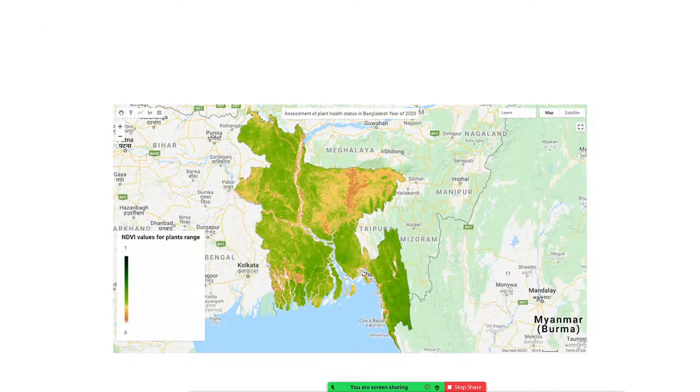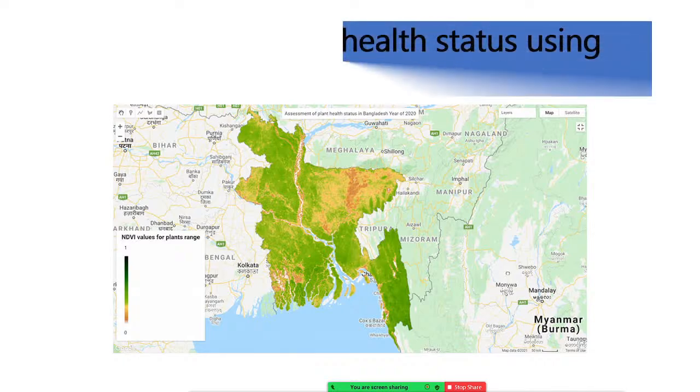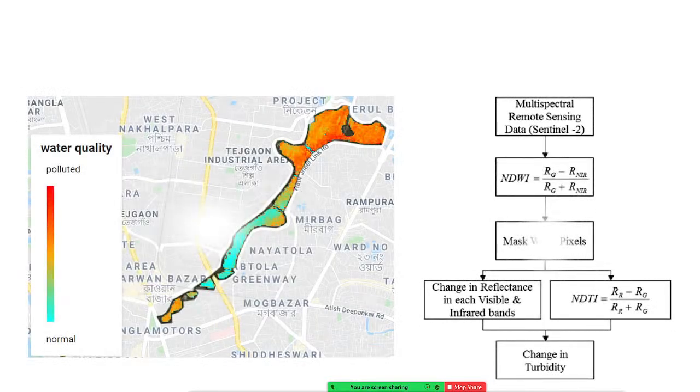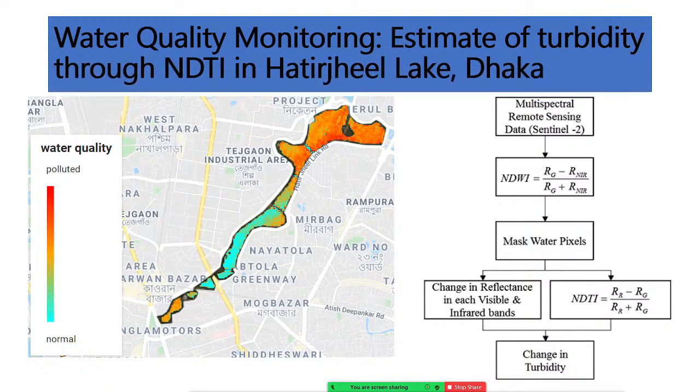So this is another task for the assessment of plant health status in Bangladesh for the year 2020. Here you can get the health status of plants. So this is another for water quality monitoring using the Google Earth Engine platform. Here, this time I will try to determine the change in turbidity, okay. I use Sentinel-2 satellite imagery, and I also do this in the Google Earth Engine platform.